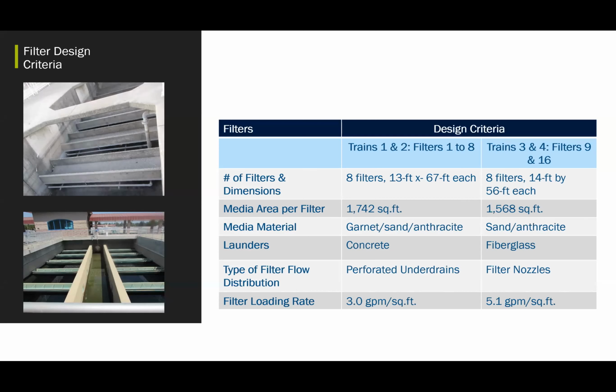What main differences are: the 1964 plant had a slightly larger filter area, and they were using garnet, sand, and anthracite, whereas the 2006 plant is silica sand and anthracite. And the design filter loading for the 1964 plant is 3 gallons per minute per square foot compared to 5.1 gallons per minute per square foot for the 2006 plant.